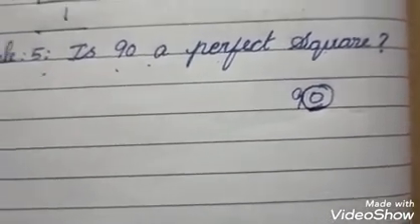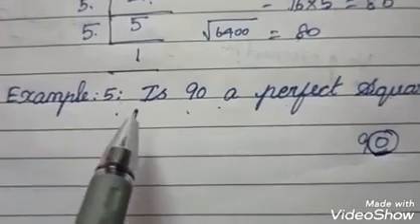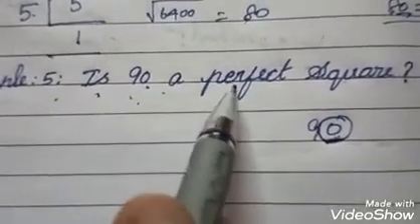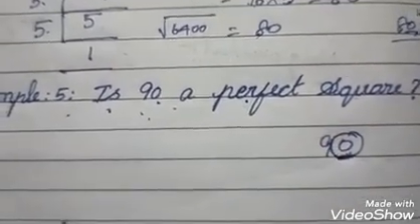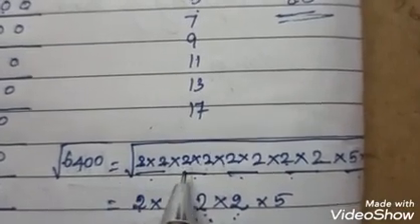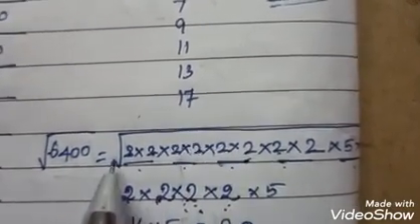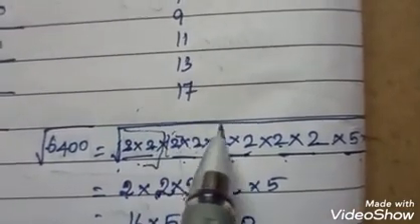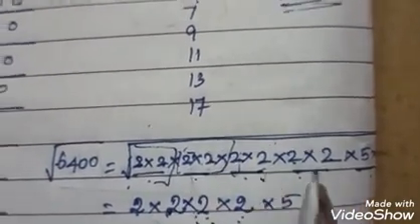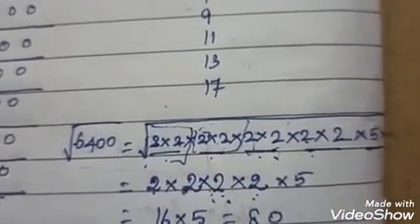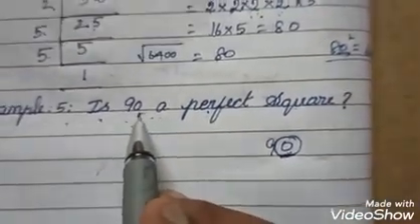But in this example, by using prime factorization, we need to find whether this 90 is a perfect square or not a perfect square. How is it possible? You see in the previous question, all the factors are in the form of pairs. So a pair means a set. All the numbers are in pairs. If any factor occurs not in a pair, we say the given number is not a perfect square. So, solution.